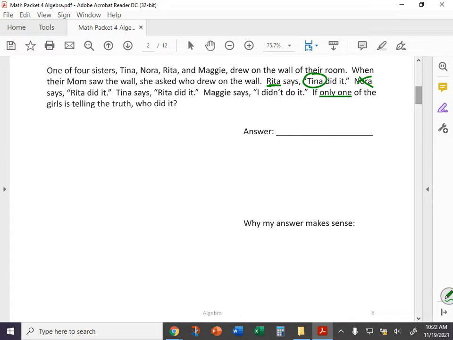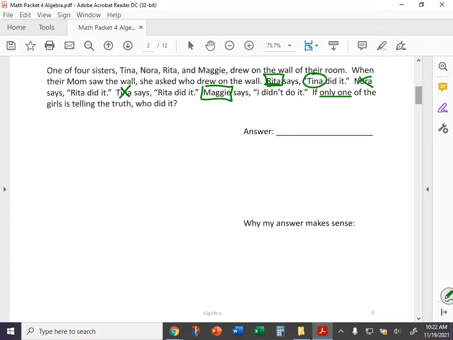Tina says that Rita did it. Well, if we're assuming that Tina did it because Rita's telling the truth, that means that, in fact, Tina is lying. Rita didn't do it. So far we're all set. Maggie says, I didn't do it. Here's where we run into a problem. Because if Rita's telling the truth, and she's the one girl telling the truth, saying that Tina did it, when Maggie says, I didn't do it, well, she's also telling the truth. What does that tell us? That tells us that Rita is not the person telling the truth. So we can eliminate her.